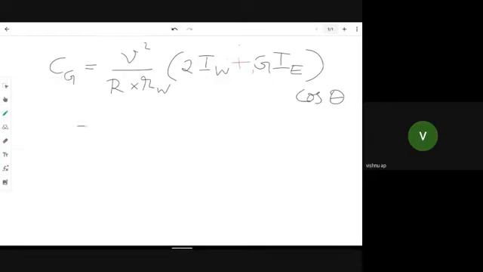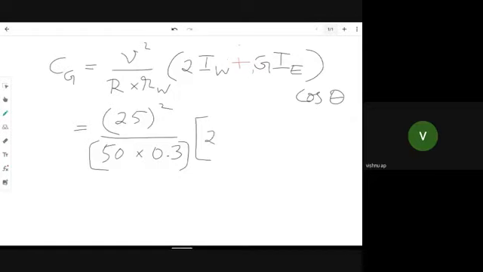Now simply substitute all the given data within this equation. You know v is obtained as 25, divided by the radius of turn 50, radius of wheel 0.3, multiplied by 2 into IW, which is given as 1 kilogram meter square, plus G into IE. And what is the value of G?